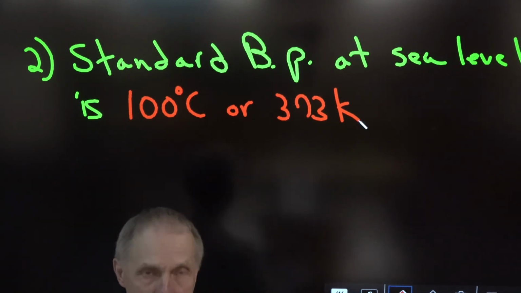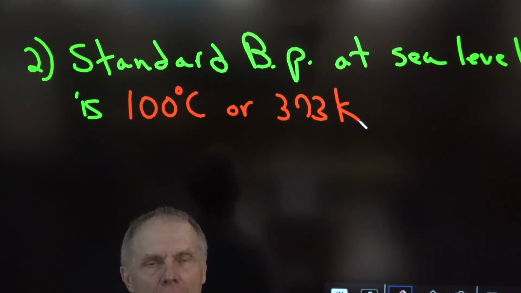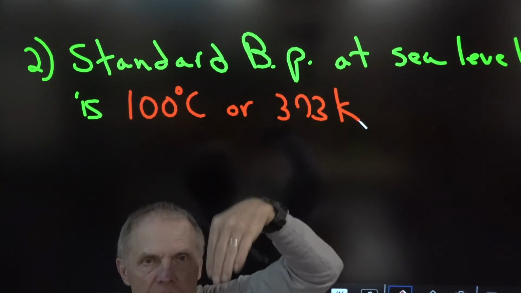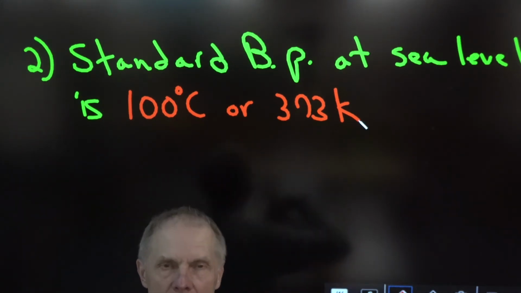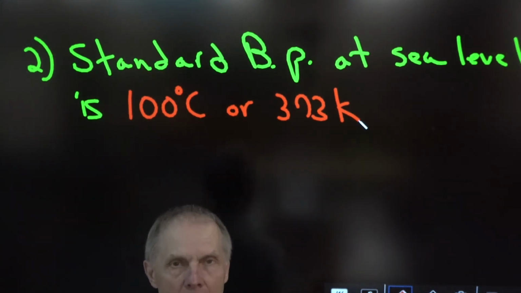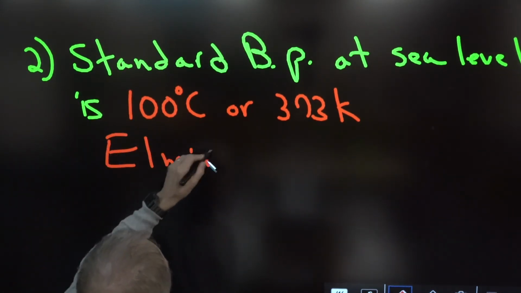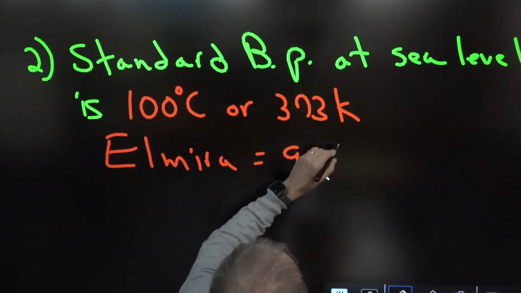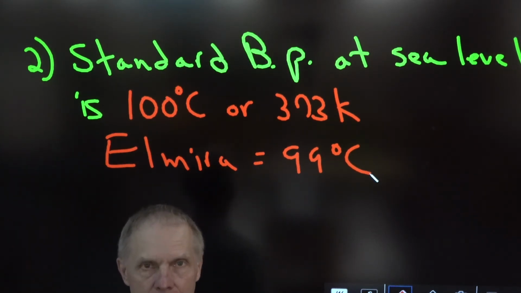Now, in Elmira, where we are, we're about 868 feet above sea level. So the further up you go, the less atmospheric pressure pushing down, so you don't need as much vapor pressure pushing up to equal it. So in Elmira, the water boils at about 99 degrees centigrade.